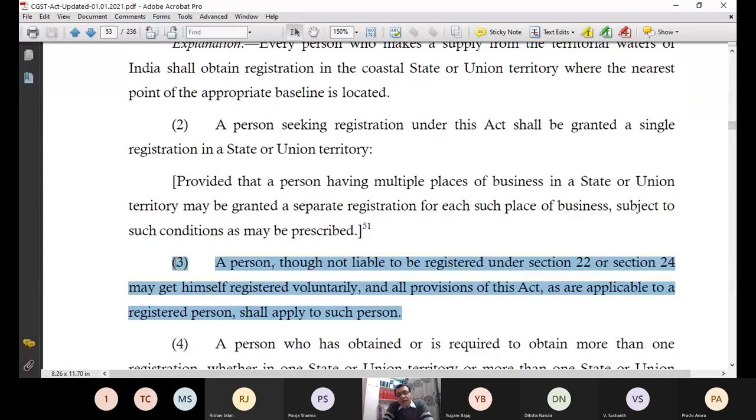A person, though not liable to be registered under section 22 or section 24, suppose I am not liable to be registered under 22 or 24. These are the only two sections under which, if I am covered, it is a legal obligation on me to register, otherwise not. But still, if I myself want to register, the government says no problem, you take registration. So it is voluntary registration. Now let me share my screen and start writing and explaining these with the help of examples.